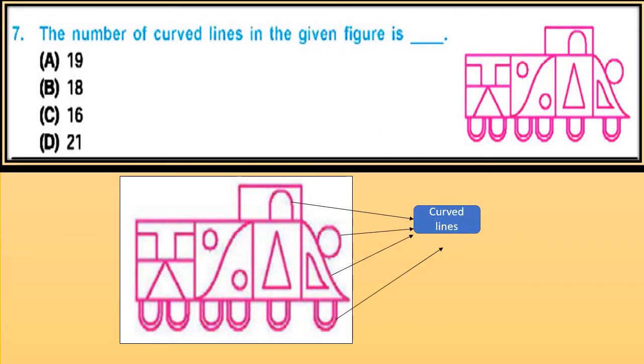The number of curved lines in the given figure is. Now see the given figure. In this figure there are some straight lines and there are some curved lines. Now you can see in the image below what are curved lines. So these are curved lines and you have to count all of them in this figure and accordingly choose the correct answer.